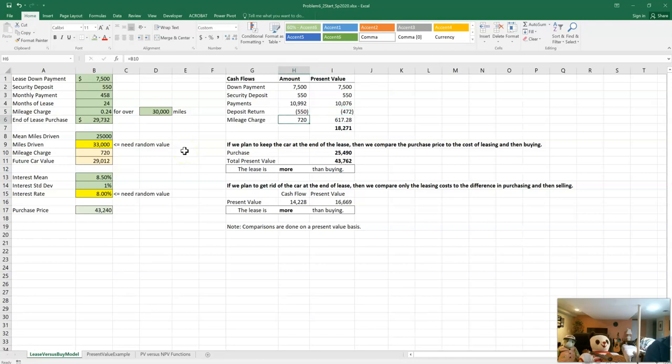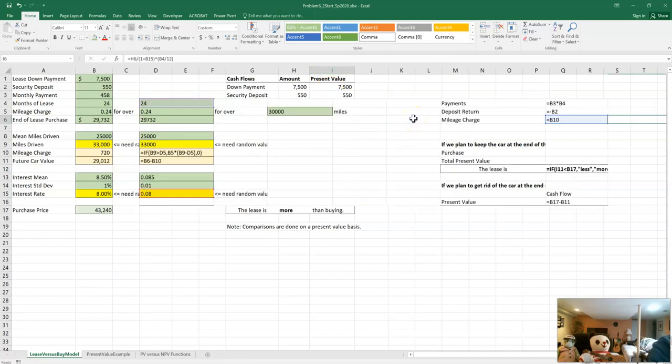The mileage charge. We're saying if you drive 33,000 miles, you're going to pay them $720 at the end of 2 years, but that's the end of 2 years. Today, that's only worth $617. And I'm going to get the decimal places out of there, because if you're making your car decisions based on dimes and nickels, you probably aren't making good decisions.